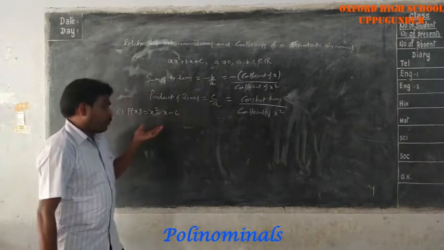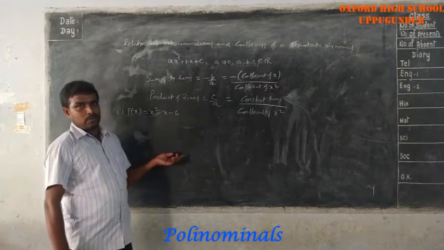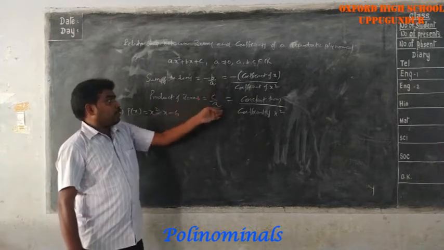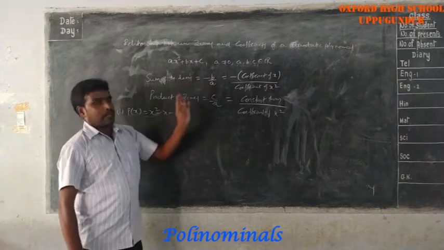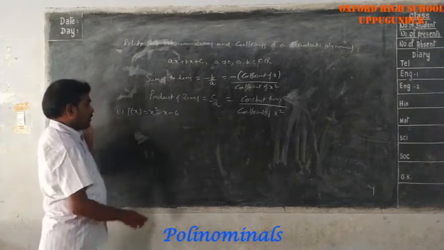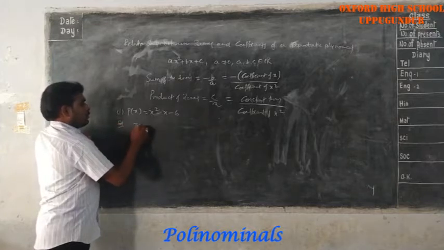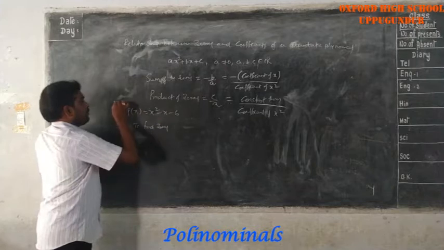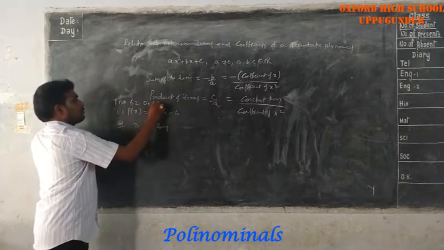So for this polynomial, you have to find zeros, find the sum of zeros and product of zeros, and verify this relationship with their coefficients. That means you have to check whether these two are equal or not. So to find zeros for this, what you have to do? This one is on page number 62.